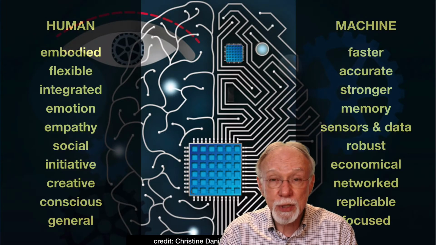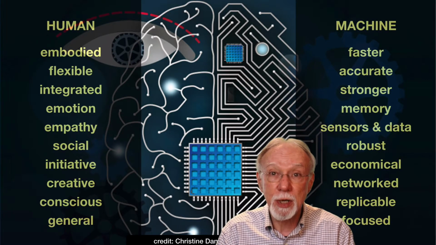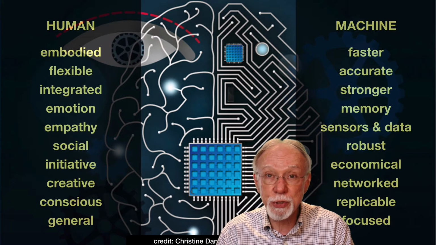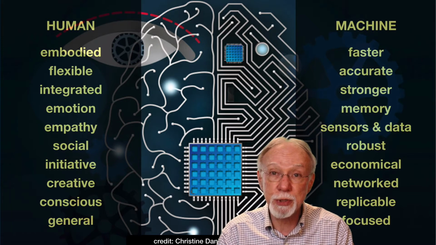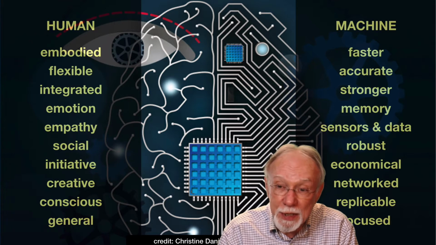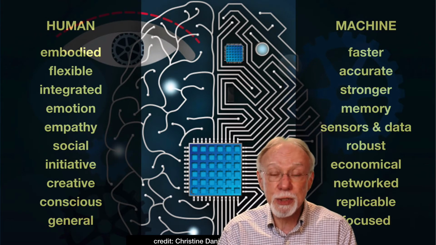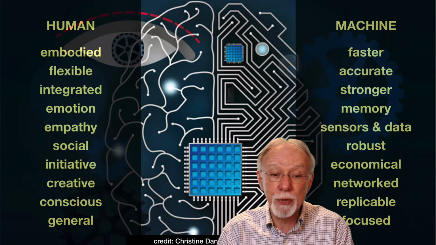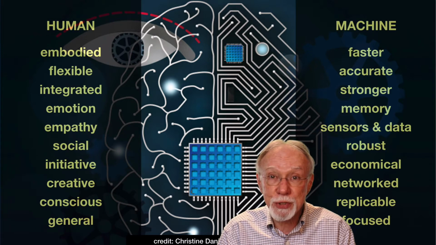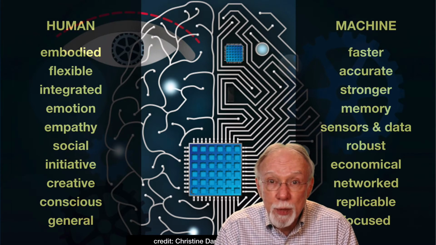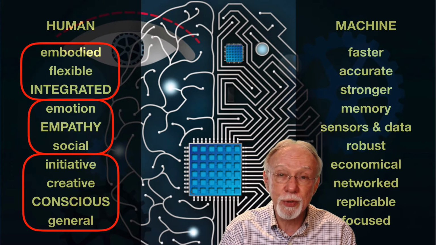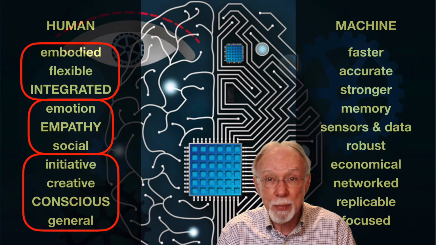So let's continue the comparison of human and machine. So here are characteristics that are strong in humans compared with characteristics that are strong in machines. And for humans, well, emotion and empathy, consciousness, initiative, creative problem solving, we know those are strong for people. For machines, well, they can be faster, they can be more accurate, they can be replicated more easily, they can connect to sensors and that sort of thing. So let's take a deeper dive by chunking them.